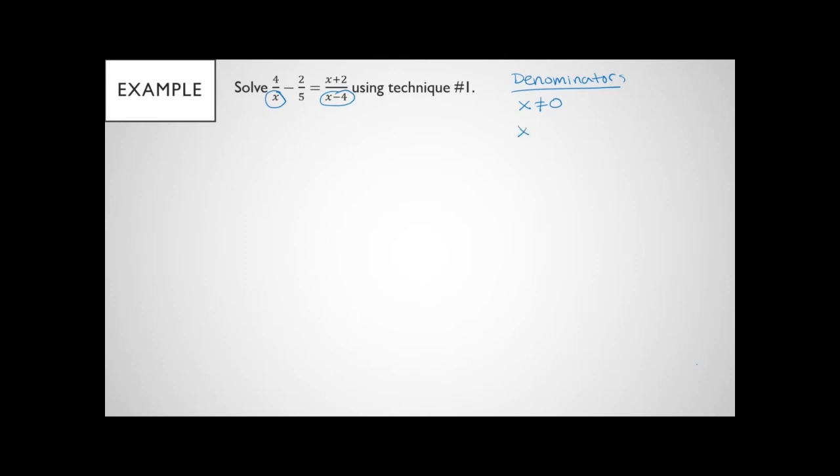The other one is x minus 4. So x minus 4 can't be 0, which if you solved that for x, you can add 4 to both sides. That tells you x can't be 4. So when we're solving, we need to just make sure we don't get 0 and we don't get 4. If we don't get those numbers, we're okay.